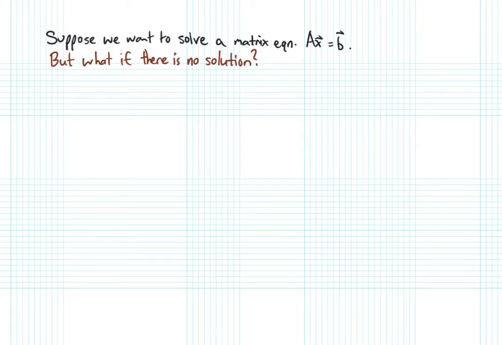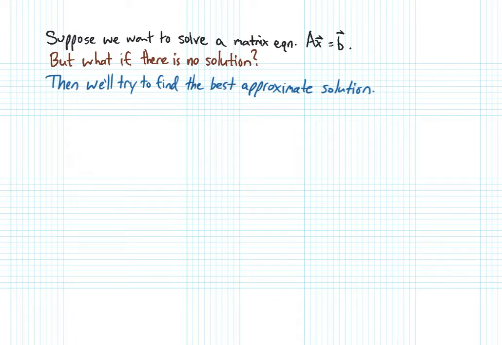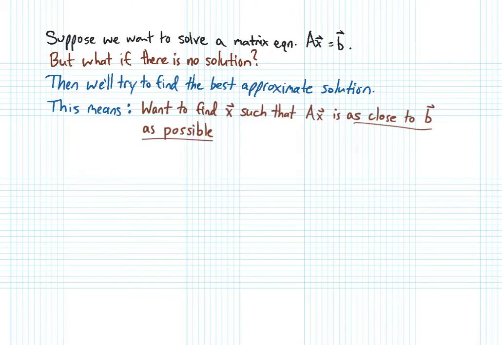Well, earlier in the semester, we would have just said, well, there's no solution, nothing more I can do for you, we're done here. But now we know that there is something you could do. You could try to find the best approximate solution. So what does it mean to find the best approximate solution? What it means is that we're trying to find x such that A times x is as close to B as possible. So the question is, how do you do this?